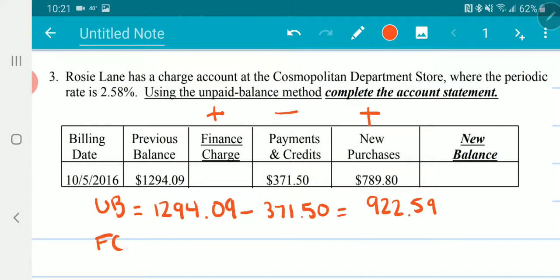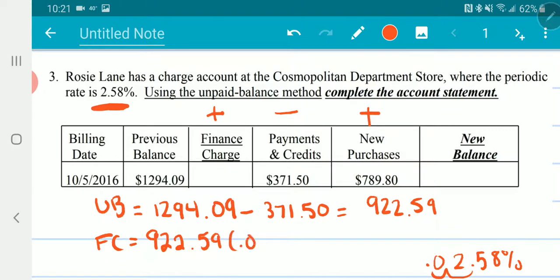Now my finance charge is going to be based on this unpaid balance that we just found and my periodic rate. That periodic rate is a percentage, 2.58%. How do I write that as a normal number? Move that decimal twice: 0.0258. So I'm going to take my 922.59 and multiply it by 0.0258 to get my finance charge, which comes out to $23.80.